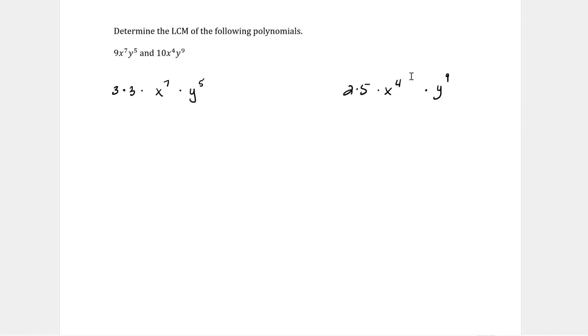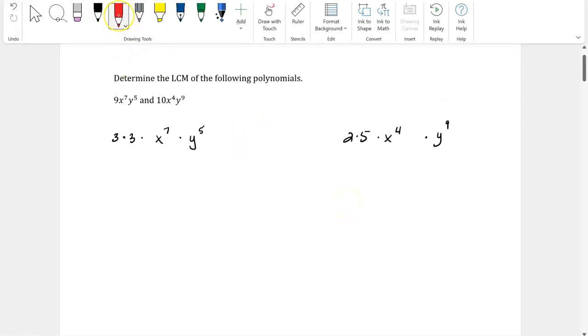For the numerical coefficient in both expressions, we want both expressions to have the same number of x's, and we want both expressions to have the same number of y's. So we can keep this simple. Starting with our numerical coefficients, we have 3 times 3 for the first expression and 2 times 5 for the second expression. Those factors are different in both expressions.